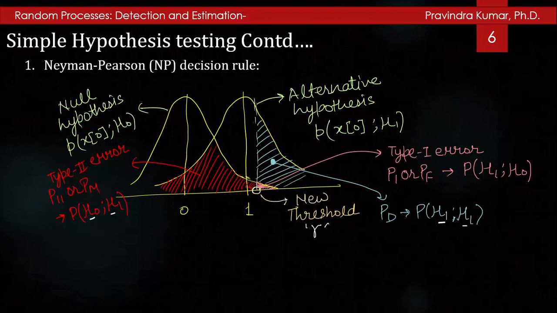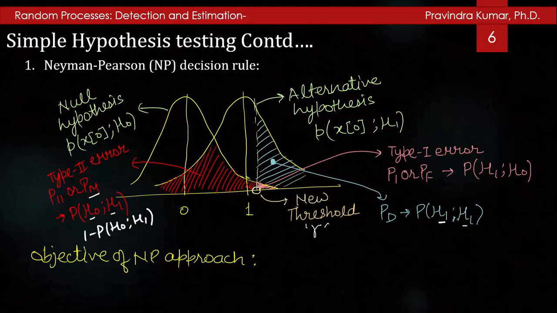To design an optimum detector, we want to minimize the error, meaning the probability of mistarget, or equivalently maximize 1 minus the probability of H0 when H1 is true. The probability of deciding H1 when H1 is true is the probability of detection, and the goal of the Neyman-Pearson approach is to choose the region that maximizes the probability of signal detection.